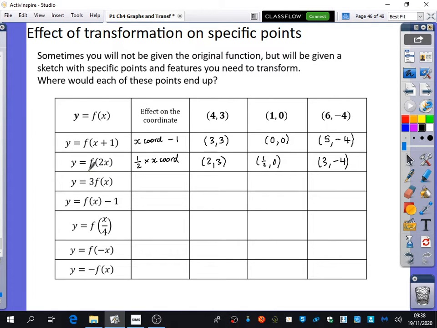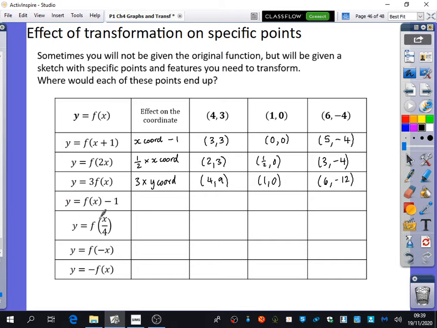So what's this one going to do to the y-coordinates or the x-coordinates? It's going to triple the y-coordinate. So you're going to do 3 multiplied by the y-coordinate, which then just becomes 4, 9, 1, 0. Notice how this one doesn't change. Okay, so this one is, we said that before, if it's on the 0, it's not going to change. And then 6, minus 12. So it's actually going to go lower down for this bit.